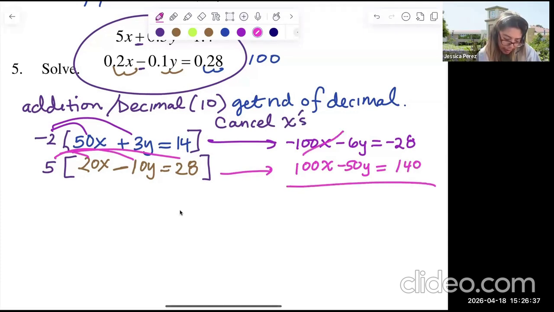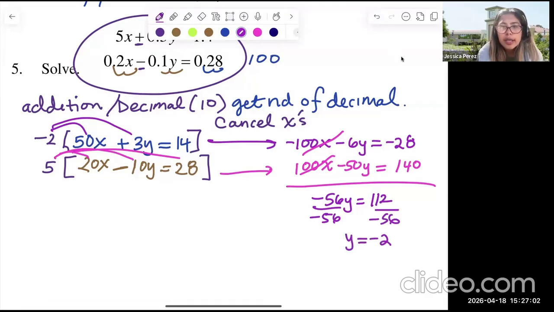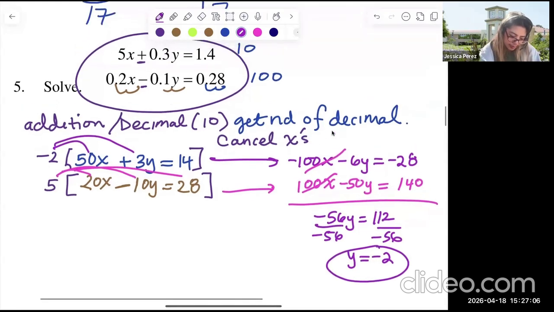So then my x's will cancel. I have a plus and a minus. I have a negative 56y is equal to a negative value. And that's going to be negative 56y is equal to 140 minus 28. It's 112. Then I'm going to divide both sides by negative 56, and that's y equal negative 2. So I just solved for one of my variables. y is equal to negative 2.